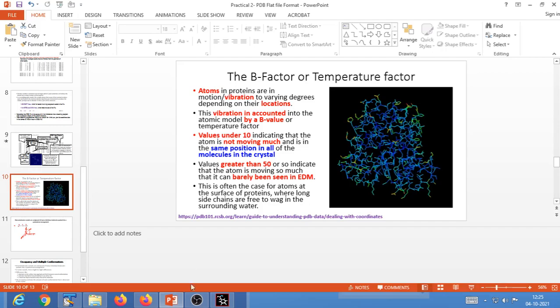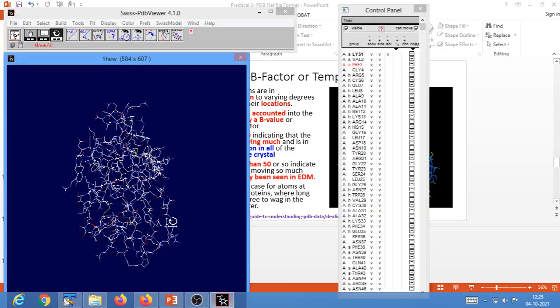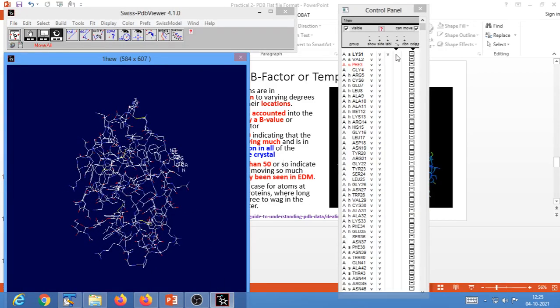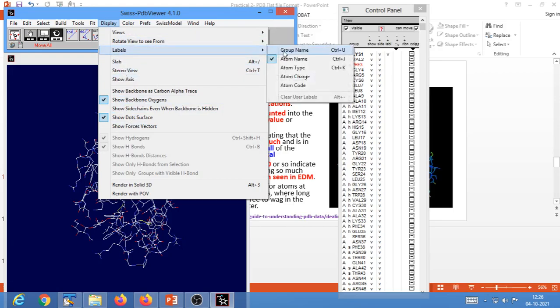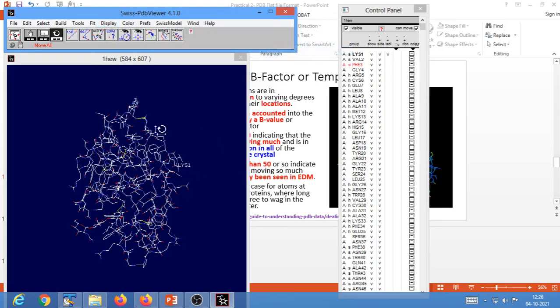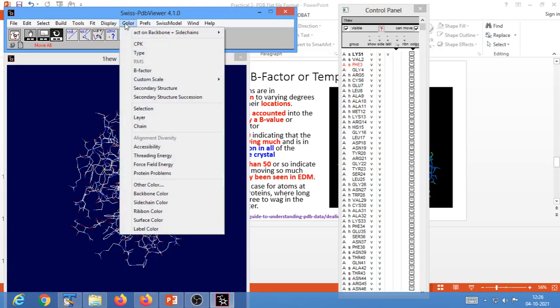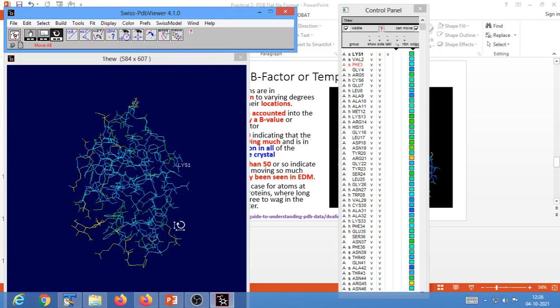Okay, so now you can kind of visualize in your protein molecule which side chains have higher B factor. You can visualize it. I will show you. Okay, well, now you can color your protein molecule by B factor like this.